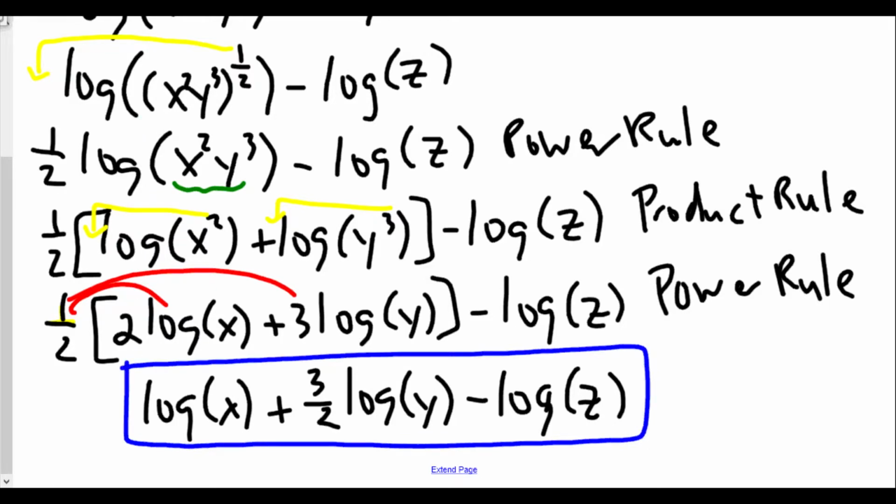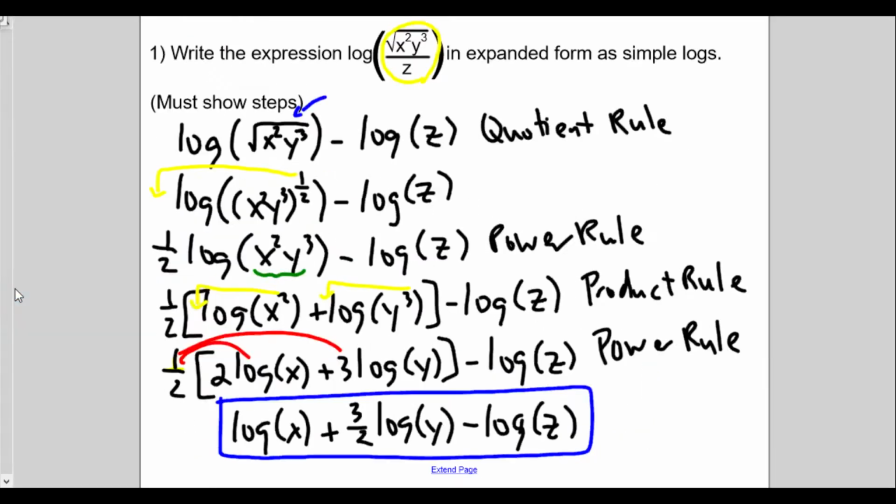Okay, make this full page so you can review this, take a look again, and notice the steps involved. Very important: if you have a radical, rewrite that as a fractional exponent over the whole thing. Be very careful, you want to show every single step to get full credit for the exam.